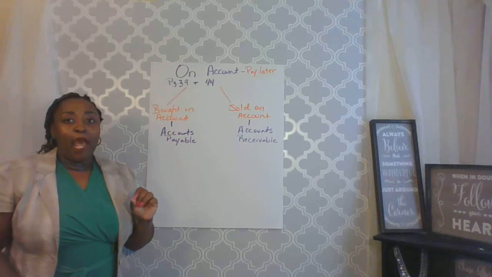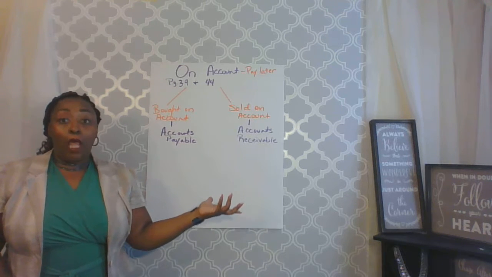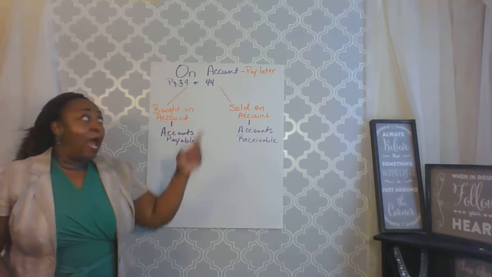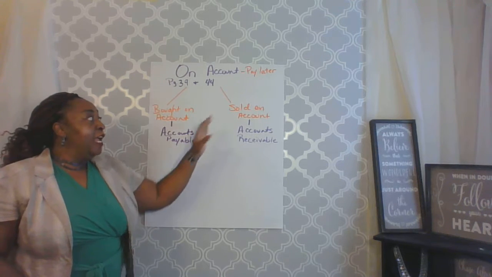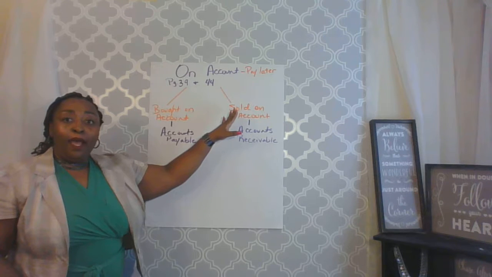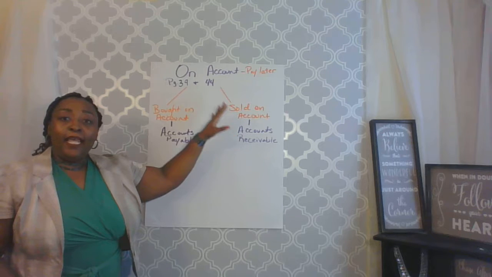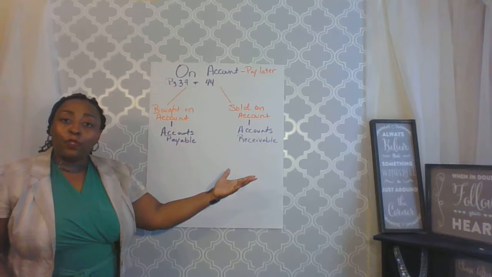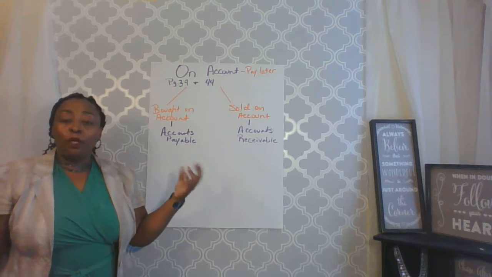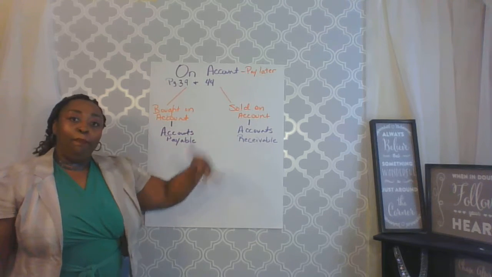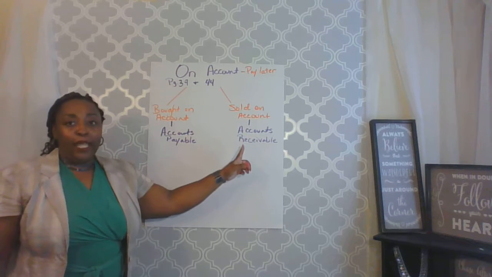If I bought on account, that means I went to Home Depot, got a stack of lumber, and told them I will pay them later. So I bought it on account. If I am a building company and someone says, will you build me a house and I will pay you later, sure. So I sold my services on account. I'm going to build today and they're going to pay me tomorrow. Sold on account.